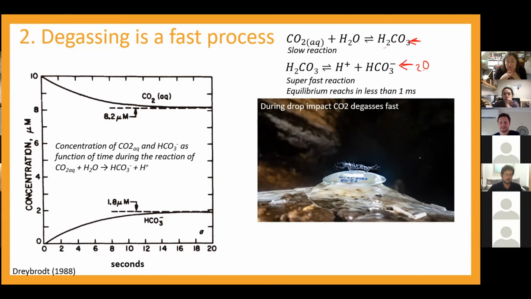So in general, the equilibration process between water and CO2 in the solution is quite fast. So the production of hydrogen carbonate is fast, which means that when the water appears at the tip of the stalactite, the degassing process starts completely in a matter of minutes, I would say.